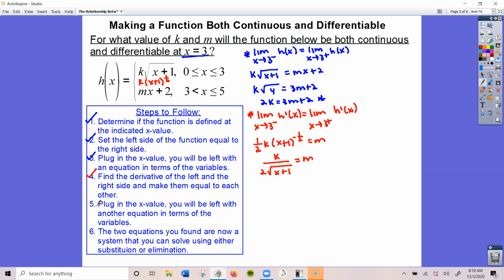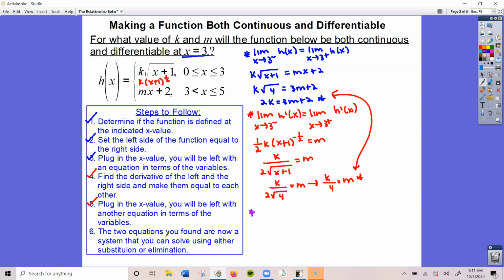is equal to m. And now for step 5, we're going to plug in the x value, and then we'll be left with our second equation. The x value, remember, is 3, so it will be k over 2 times the square root of 3 plus 1, which is 4, is equal to m, which makes it k over 2 times 2, so k over 4, is equal to m. Now, this would be my other equation. So these two here create a system. So what I do is write them now together. So that's the last step.